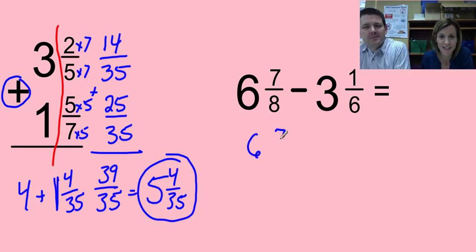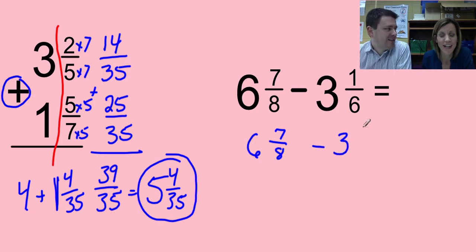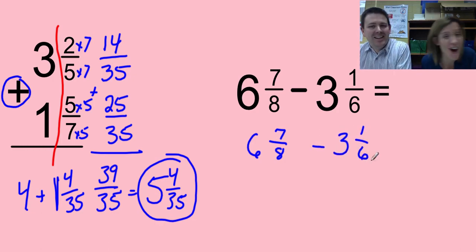6 and 7/8. You want me to do it this way? If you're going to leave it horizontal, why rewrite it? I don't know. This horizontal. I don't know. Forget it.